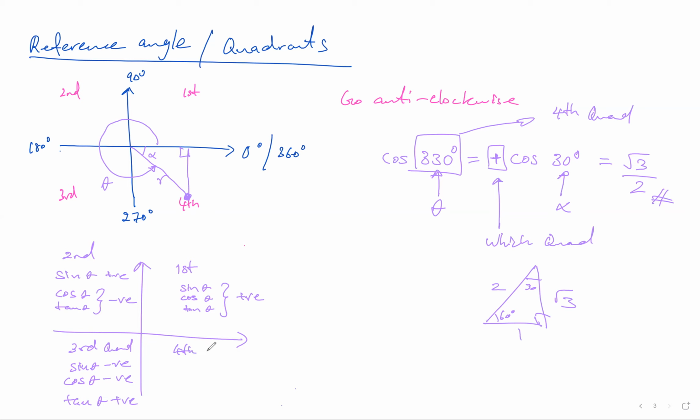Fourth quadrant, sine theta is negative, cosine theta is positive, and tangent theta is negative too. Okay, can you follow so far? No answer means no questions?